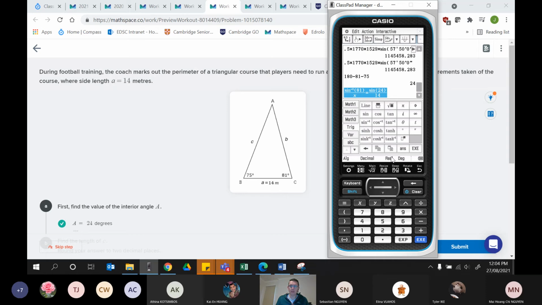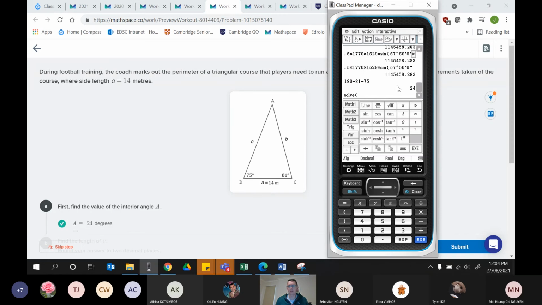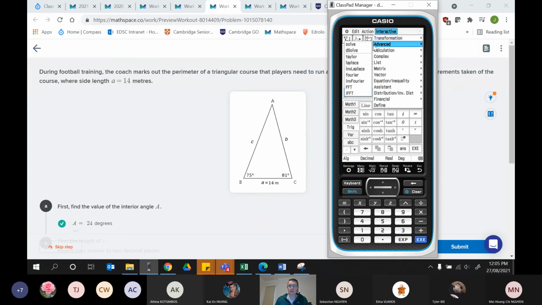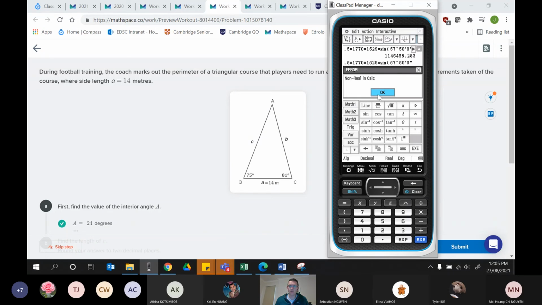Now make sure we're in real deg. You always want to make sure you're in degrees. Calculate, solve, calculation. Actions. Advanced, solve. That's where I want to go. Oh, I just got rid of it. I wanted to do interactive, not actions. That's what I did wrong. Interactive, advanced, solve. Because interactive means what you've already got highlighted.